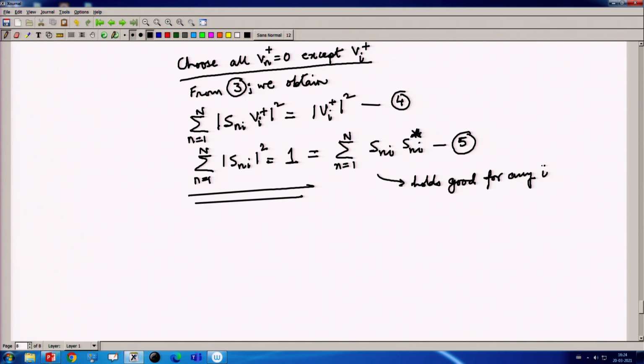So, what does equation 5 state? It states that the product of the scattering matrix parameters of one particular column times the complex conjugate of the same column, if I add up the entire column like that, the sum is going to be equal to 1.